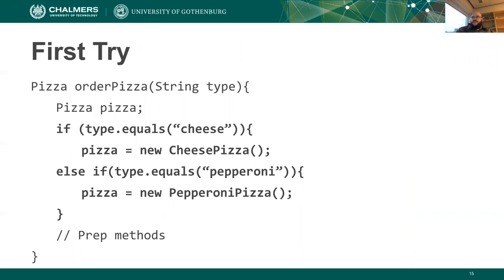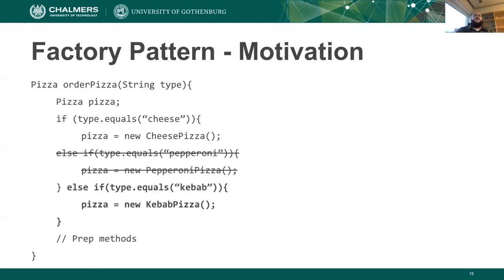Right. So if it's cheese, we said cheese, it's a cheese pizza. If it's pepperoni, it's a pizza with pepperoni, and so on. Is that going to be a problem? Well, our menu's not going to remain static forever, right? We need to add new pizza types, or we need to remove old ones. And that can get hard to evolve over time.